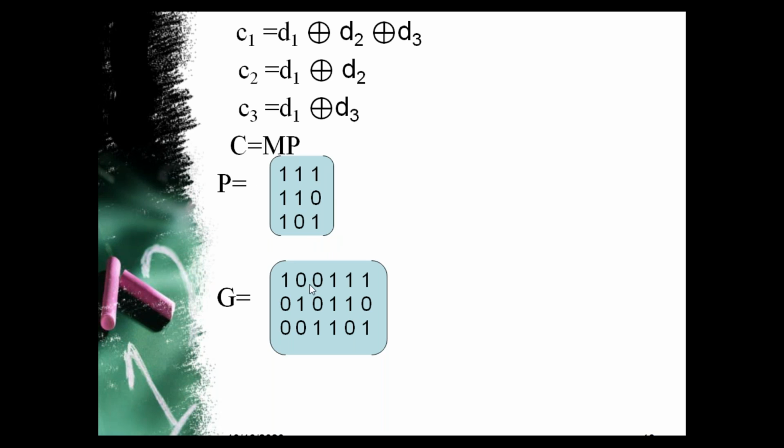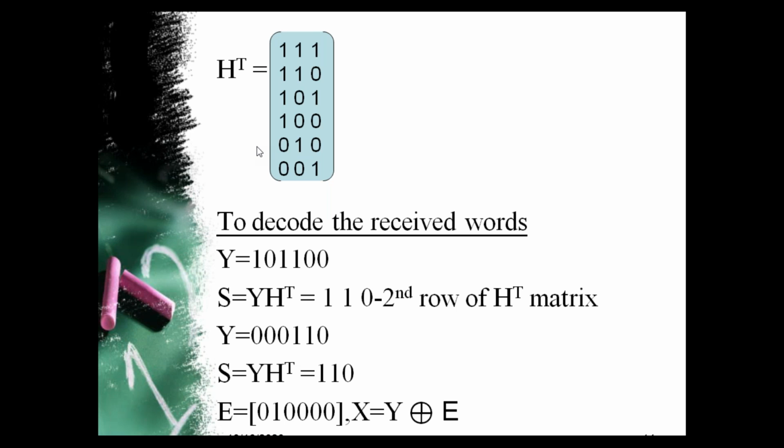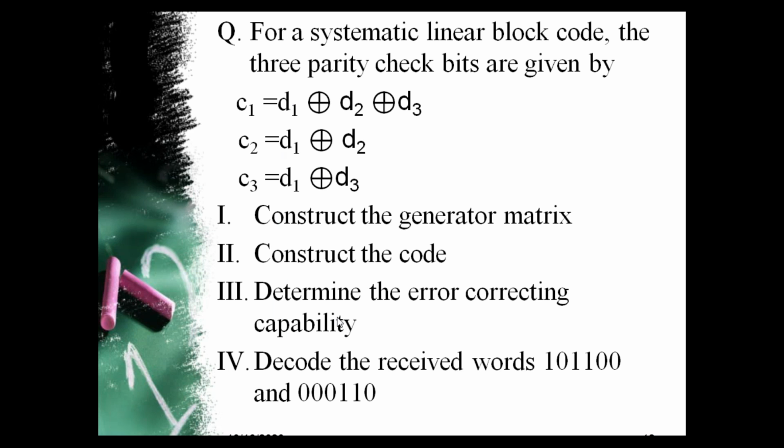Then we know the general form of a generator matrix G is, initially an identity matrix, then the P submatrix. Therefore, here the generator matrix is written 1 0 0, 0 1 0, 0 0 1. That is an identity matrix of the order K. Then the P submatrix is written here. I am not going through that; here the generator matrix is given.